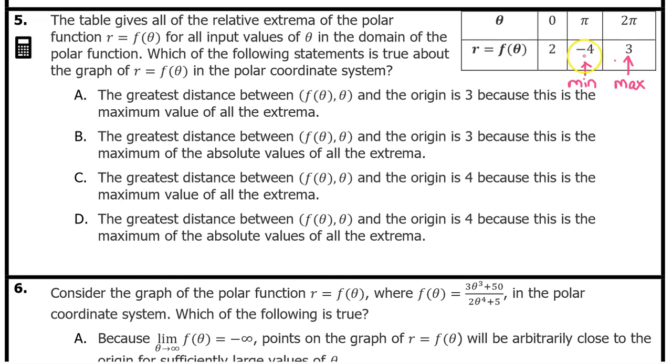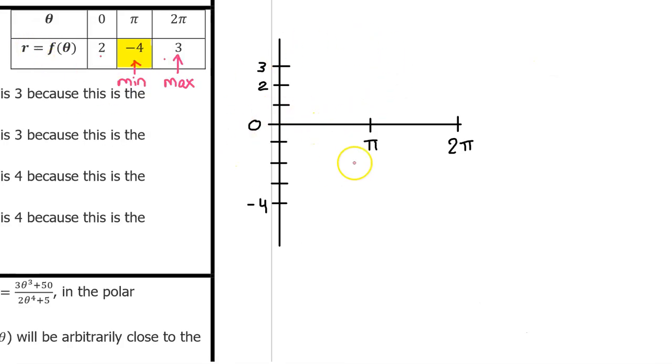But what is the greatest distance from the origin? Here's a quick rectangular sketch to help you visualize what's going on. Remember that x equals 0 represents the origin. At 0, we have a relative max of 2. At pi, we have a relative min of negative 4. And at 2 pi, we have a relative max of 3. These are the only extrema.